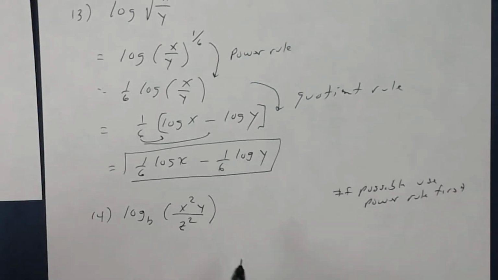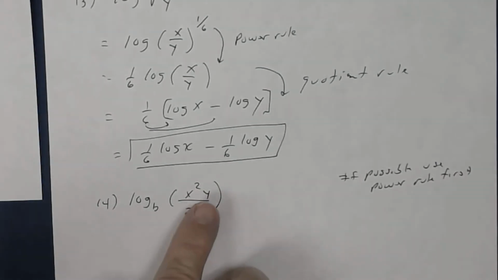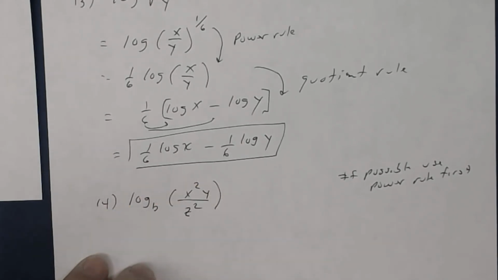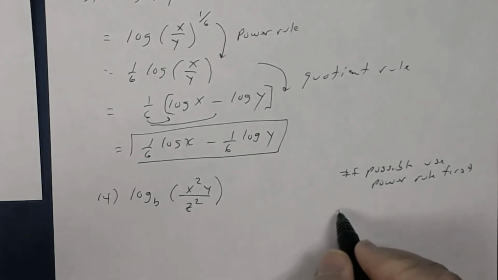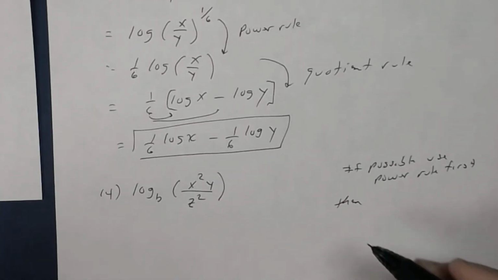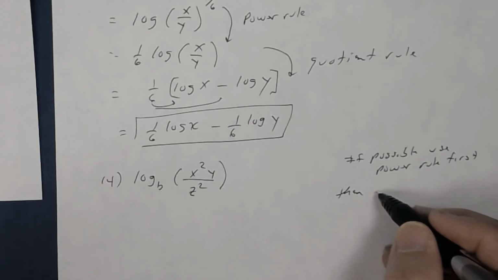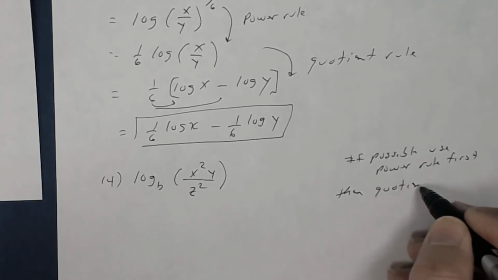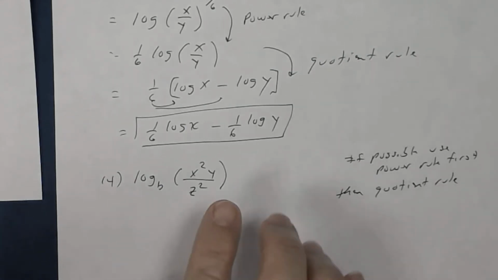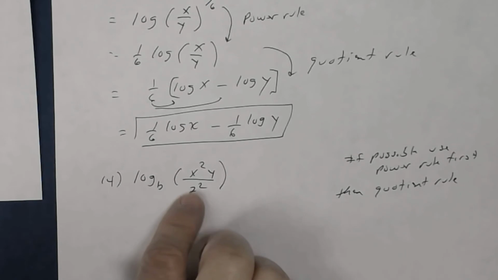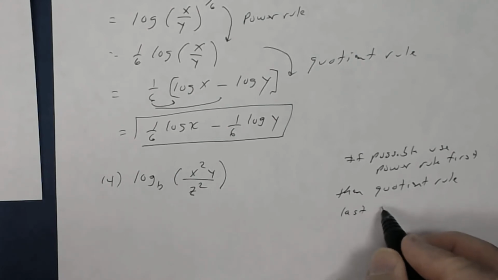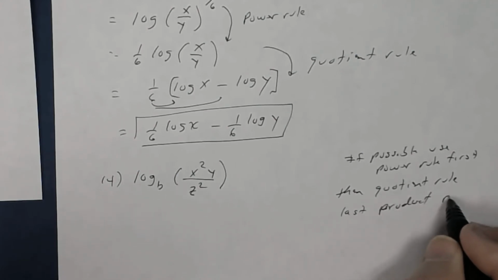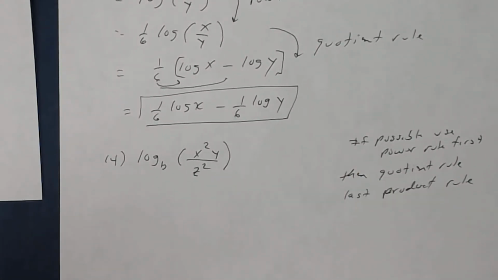Okay? Now I'm going to ask you this though. Can I use the power rule first? In other words, can I pull this 2 out in front? No. Because this whole thing is not being raised to second power. But if possible, you do that first. Then you can do it in this order. Then you're going to use the quotient rule next. So whenever you involve a quotient and a product, just like this, you can do the quotient rule next, and then last, product rule. Okay? All right, so that's the order. So you go in that order.